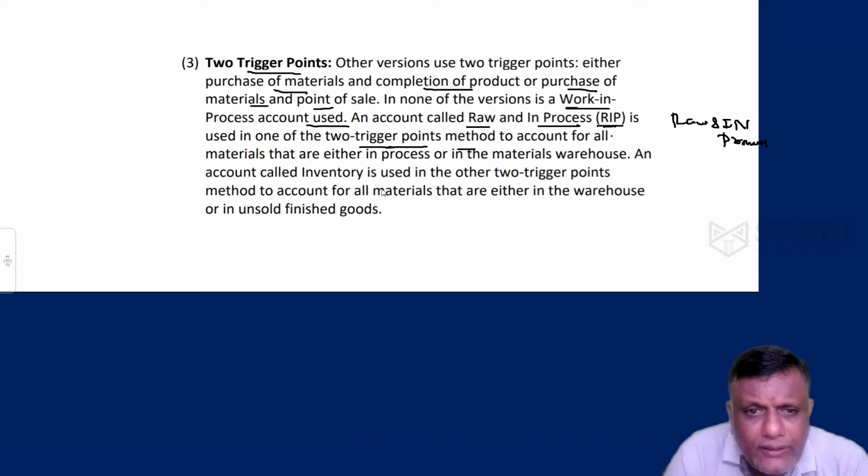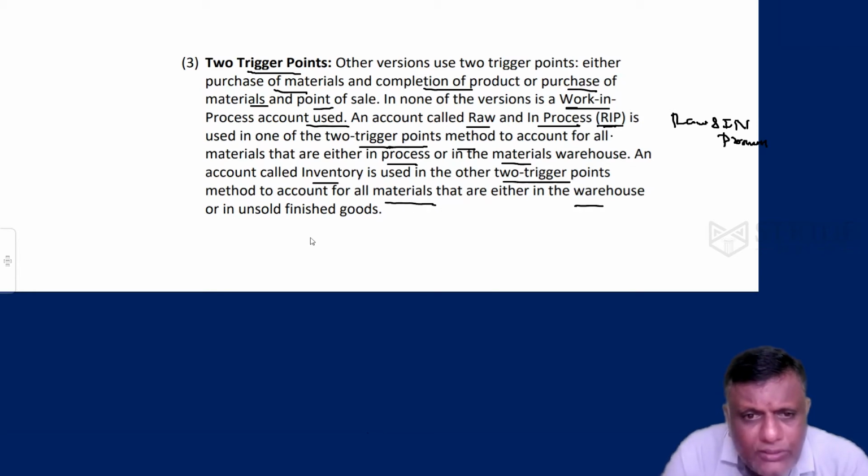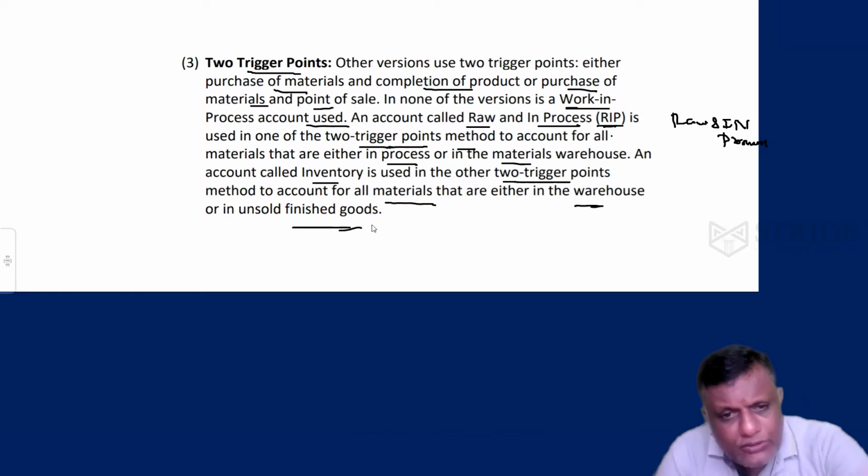Materials that are either in process or in the warehouse, the account called inventory is used in the other two trigger points also. So when there are two versions of trigger points, one is purchase of material and completion of product, the other is purchase of material and point of sale. Either one of the methods you can apply, then make an entry. Account for all materials that are in the warehouse or unsold. How much material is available in the warehouse? Please make an entry. How much unsold finished goods are available? Finished goods are ready but unsold. What are the costs involved? Please make an entry.